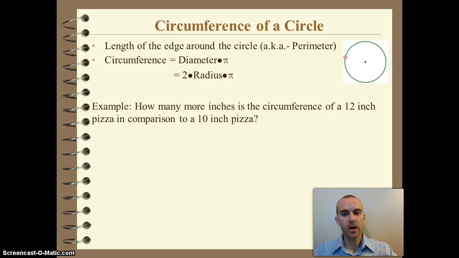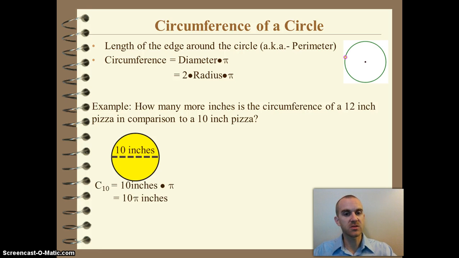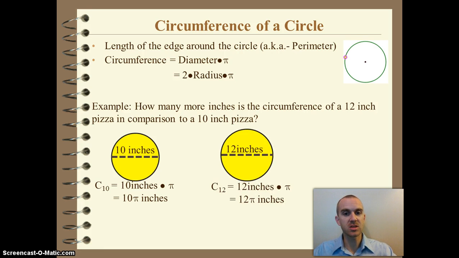So say we have this problem where we want to know the difference in inches of a 12-inch pizza compared to a 10-inch pizza. Well, when we talk about pizza 10 and 12 inches, we're talking about the diameter of that pizza. So a 10-inch pizza would have a circumference of 10 pi inches, and a 12-inch pizza would have a circumference of 12 pi inches. So the difference between those two would be 2 pi inches, which is about 6.28 inches, which means there's 6.28 inches more edge to a 12-inch pizza than a 10-inch pizza.